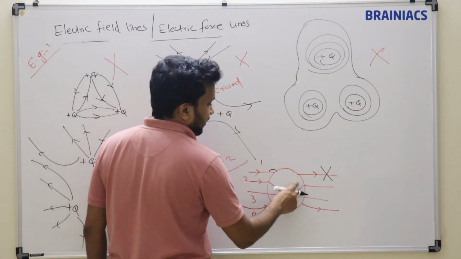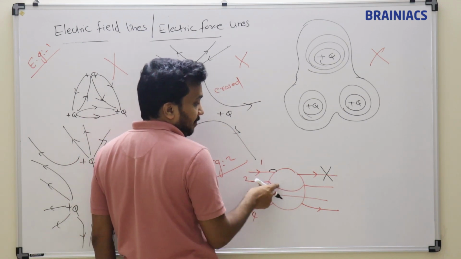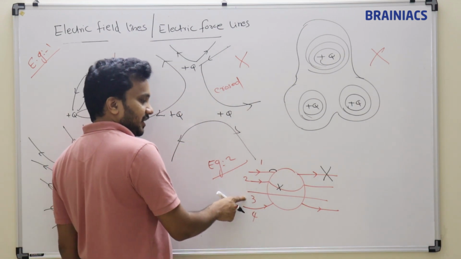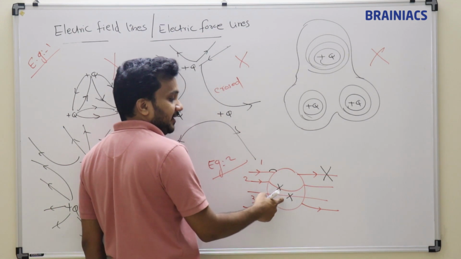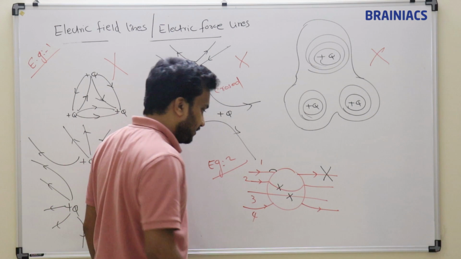Second one: within a conductor, the electric field will be equal to 0. So there are no field lines, something like this bent format. So this is also wrong. Third one is also the same. Electric field inside a conductor is equal to 0. We cannot draw any field lines inside the conductor. If we draw them, that is a mistake.